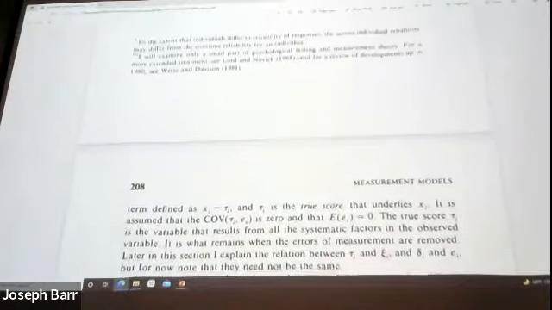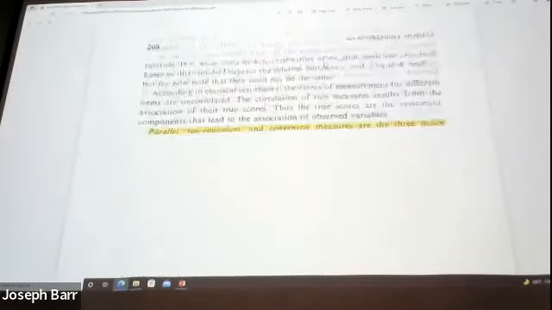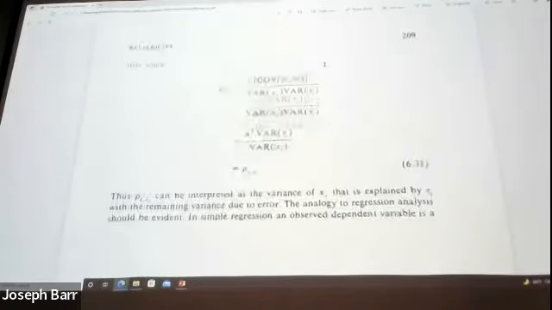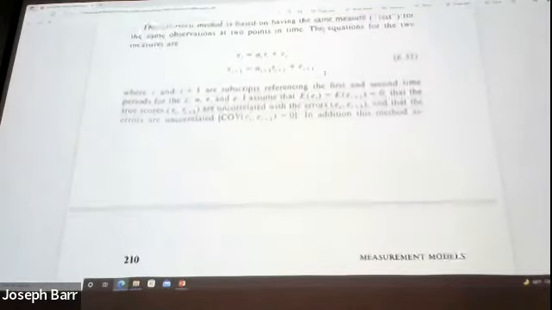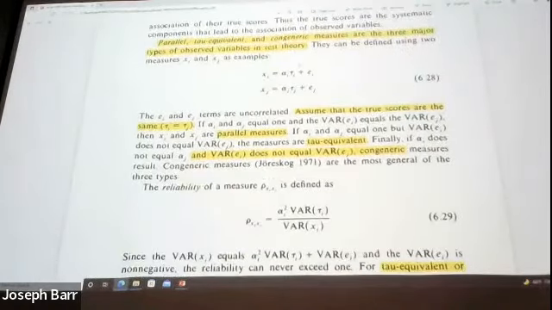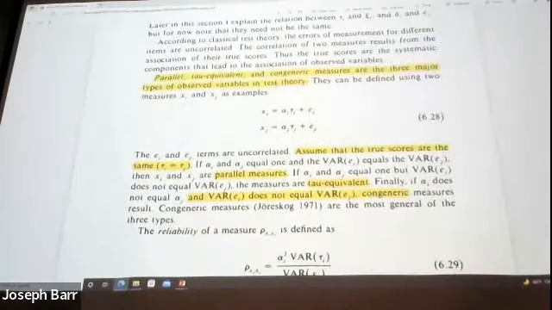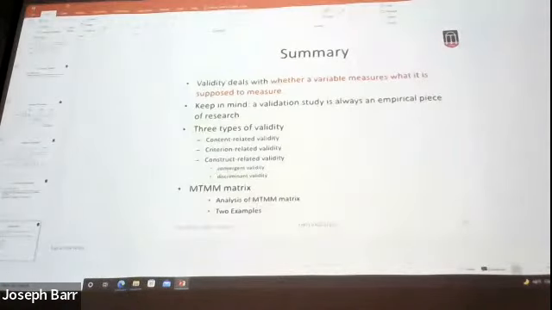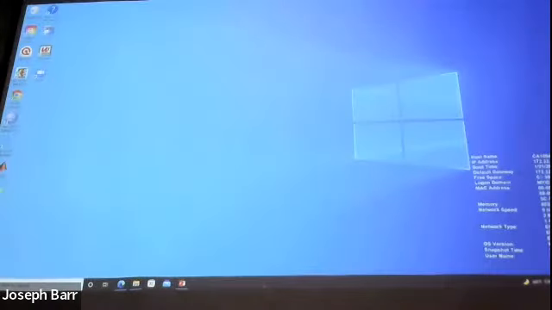So let's start from the measurement part here. Here we have 3 types of measures: parallel, tau equivalent, and the generic measures. So what are these?